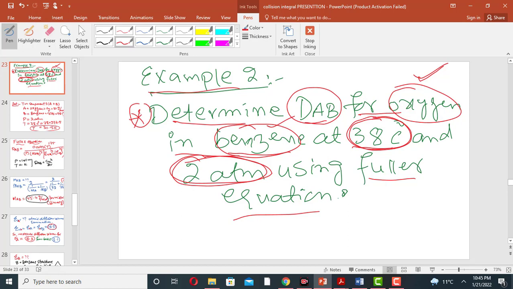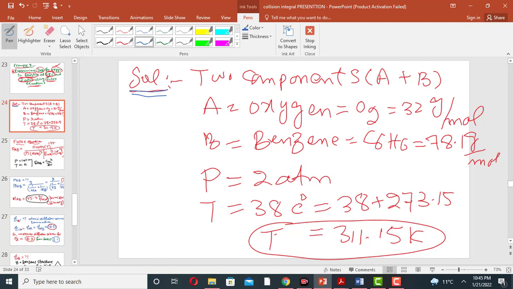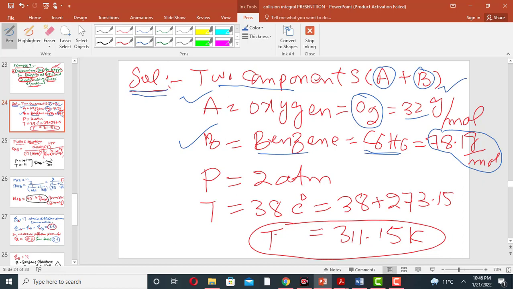So what is the Fuller equation? In the above example there are two components, one is oxygen and the other is benzene. So it is a two component system, or a binary system. One is oxygen, this is the oxygen molecule O2, and the molecular mass of oxygen is 32 gram per mole. B is benzene, this is the benzene molecular formula, and the molecular weight of benzene is 78.1 gram per mole.